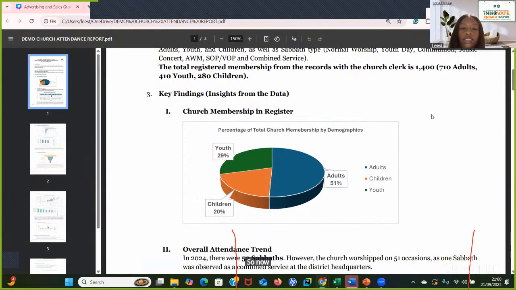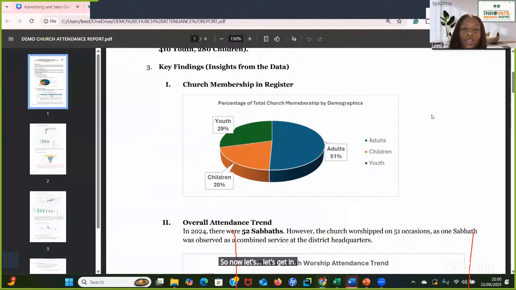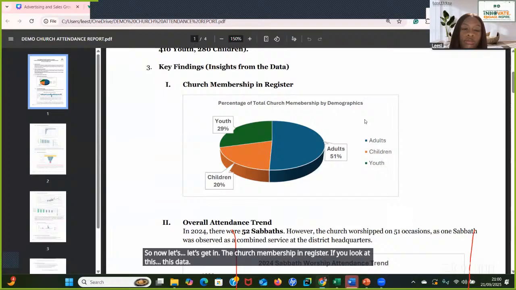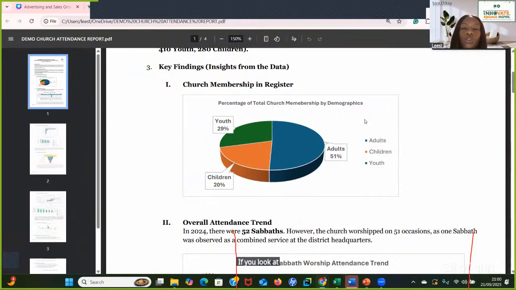So now let's get in. The church membership in register. If you look at this data, what can this information tell us about the general representation of adults, youths, and children in the church? So anybody can just unmute and speak, please.